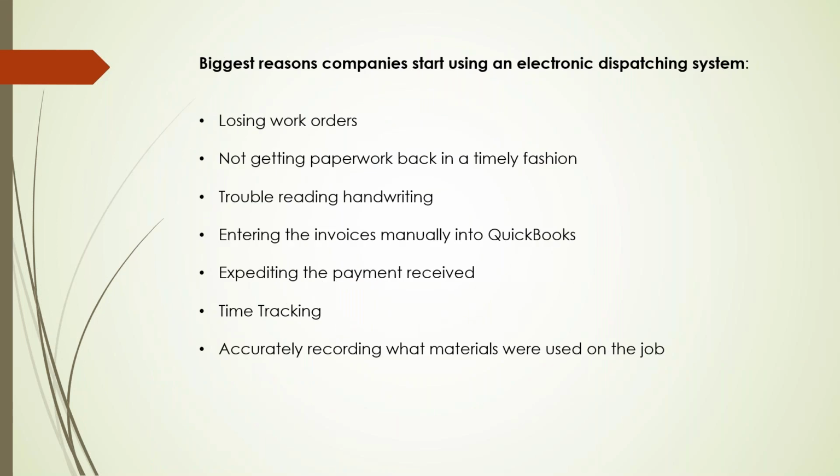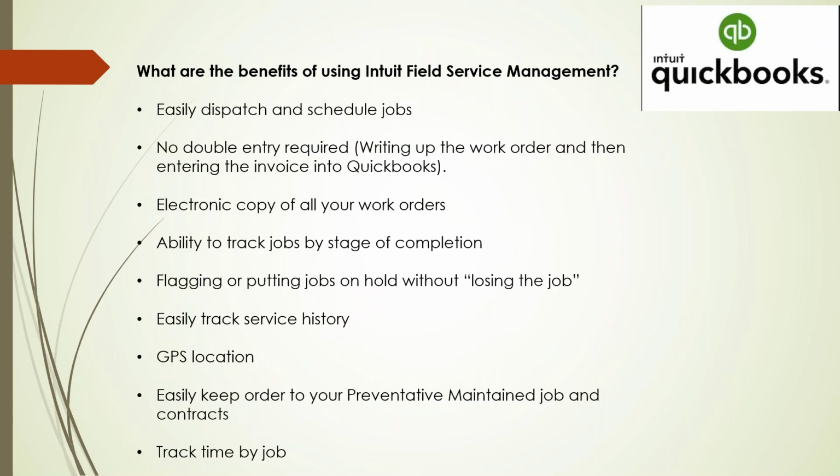So today we're going to be going through some of these benefits. What are some of the benefits of using a dispatching software that is connected to your QuickBooks? You can easily dispatch and schedule jobs. You have an electronic copy of all of your work orders. You're able to track your jobs by stage of completion. You can put flags on your work orders if you need to put the job on hold. You easily track service history. You can track your technician's GPS location. And if you do have any reoccurring work, there is a preventative maintenance agreement, and this software also tracks time.